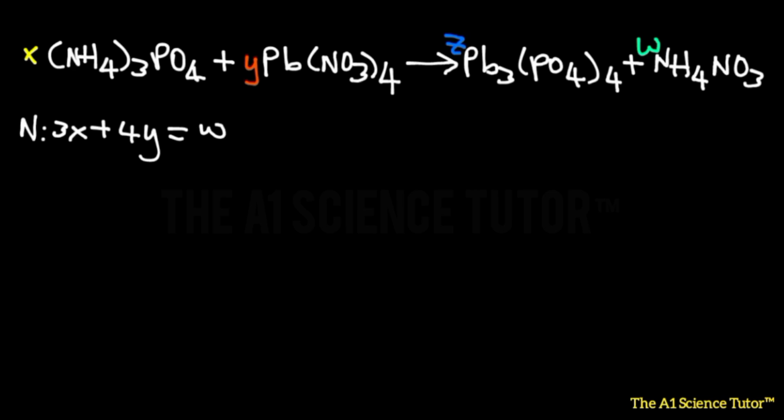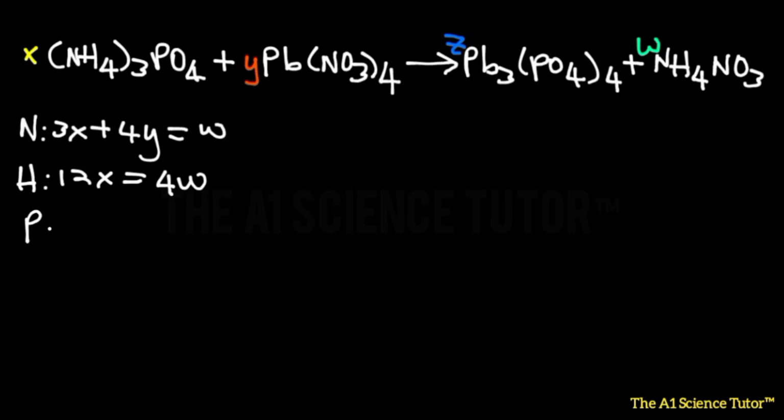Now let's go on to hydrogen. For hydrogen, we got 4 atoms within the bracket, and that will be multiplied by 3. So that gives us 12, and that will be 12 multiplied by x. So that's going to give us 12x. Now we don't have any hydrogens from the second molecule. We got 4 atoms of hydrogen for the last molecule, and that will be multiplied by the number of moles, which is W in this case. So that will be equal to 4W.